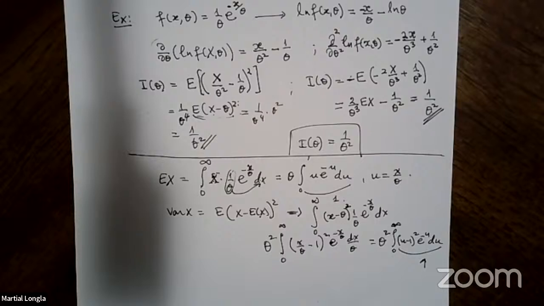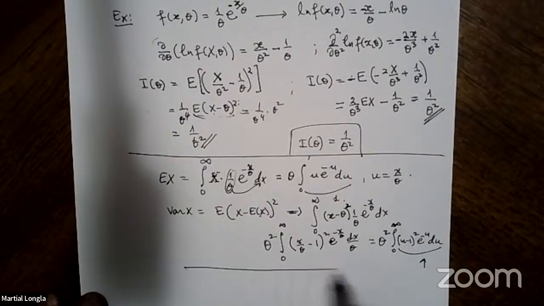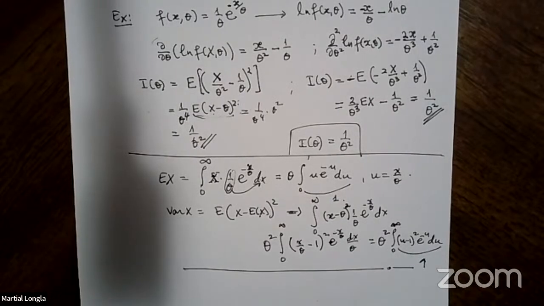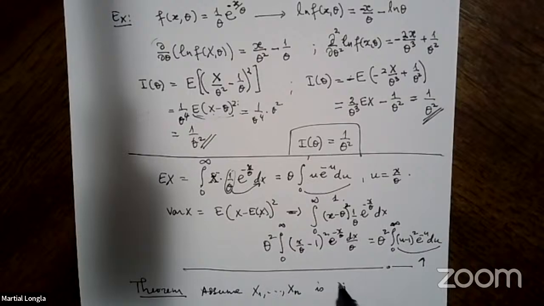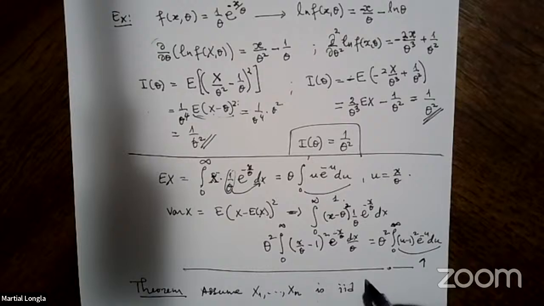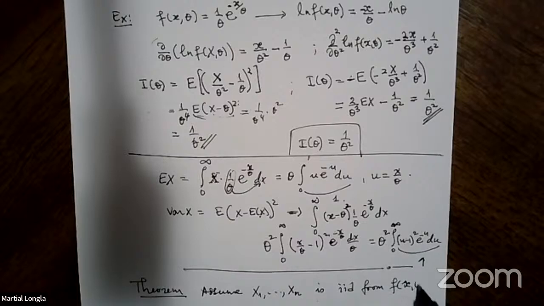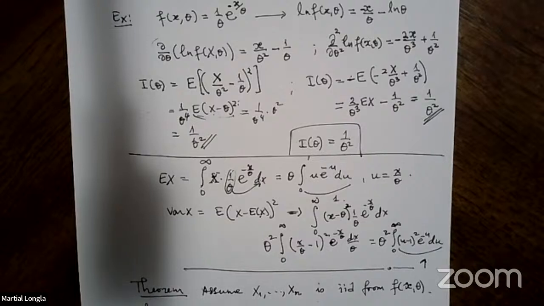And why is this thing important? You assume that x1 all the way to xn is IID from f of x theta, for theta belonging to a given set omega, and the regularity conditions are satisfied.